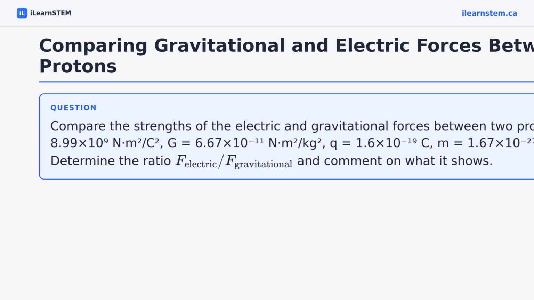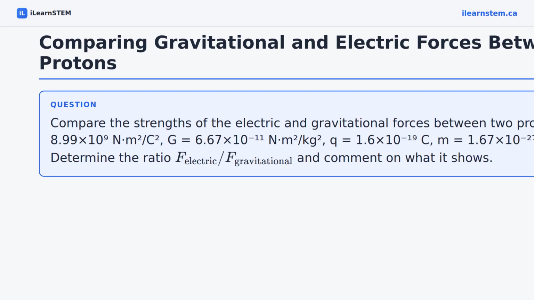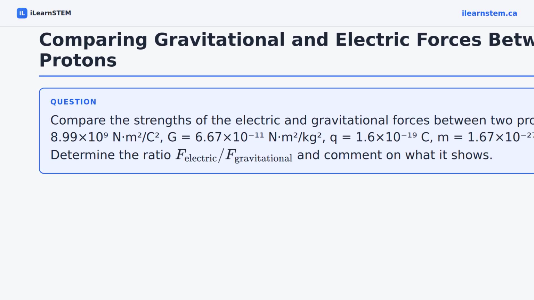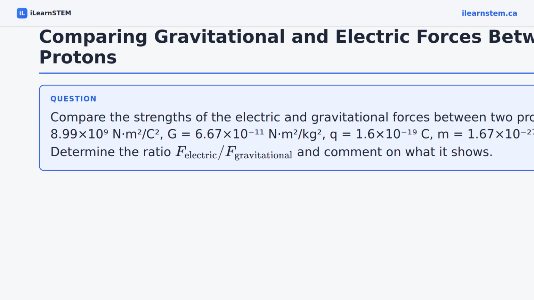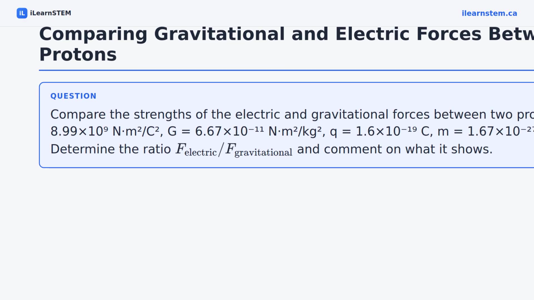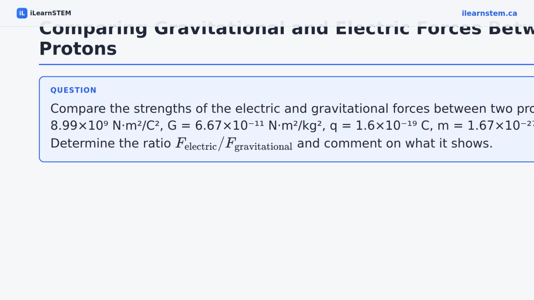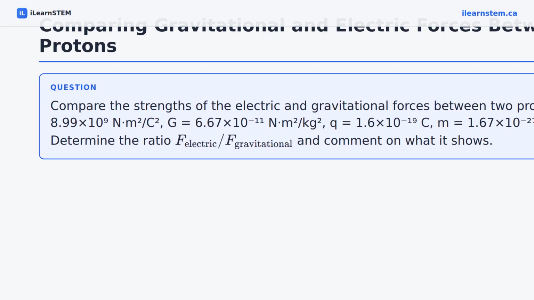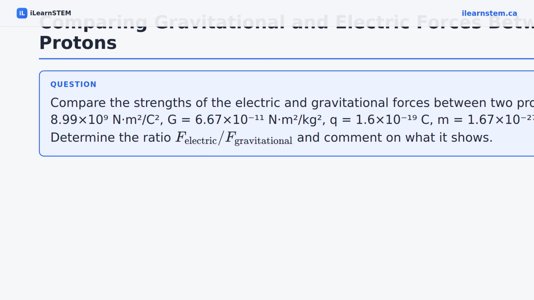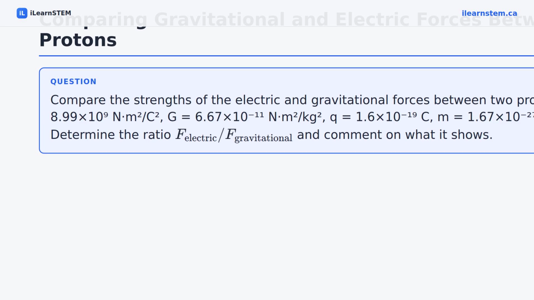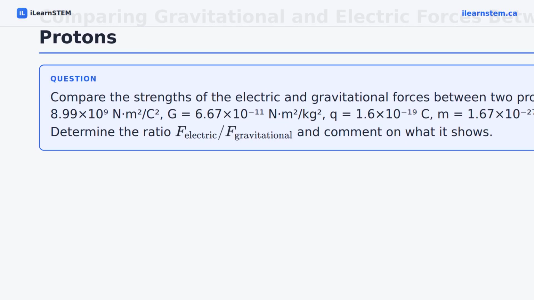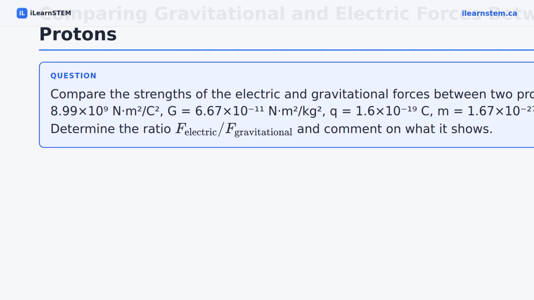Given Coulomb's constant k equals 8.99 × 10^9, gravitational constant G equals 6.67 × 10^-11, charge of a proton q equals 1.6 × 10^-19 coulombs, and mass of a proton m equals 1.67 × 10^-27 kilograms. Determine the ratio of electric force to gravitational force and comment on what it shows.